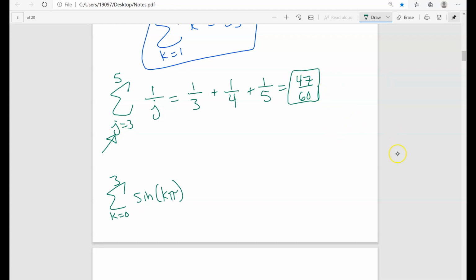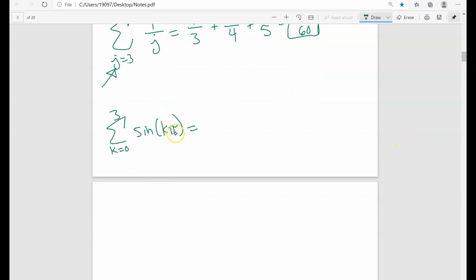Okay, and now this one. Let's start off with k equals 0. So we have sine of 0 times pi, plus the sine of 1 times pi, plus the sine of 2 times pi, plus the sine of 3 times pi. When you take the sine of 0, it's equal to 0.